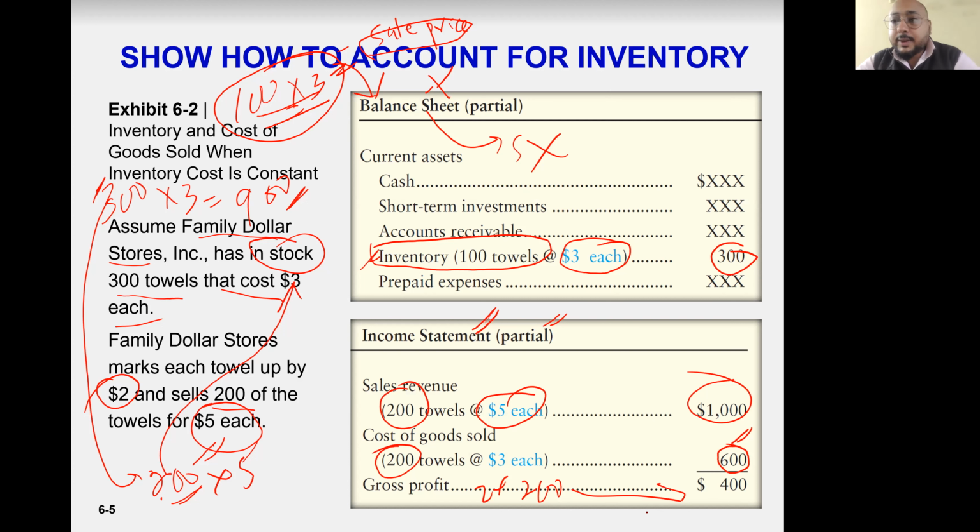All right, guys, you understand the difference between cost of goods sold and inventory and sales?